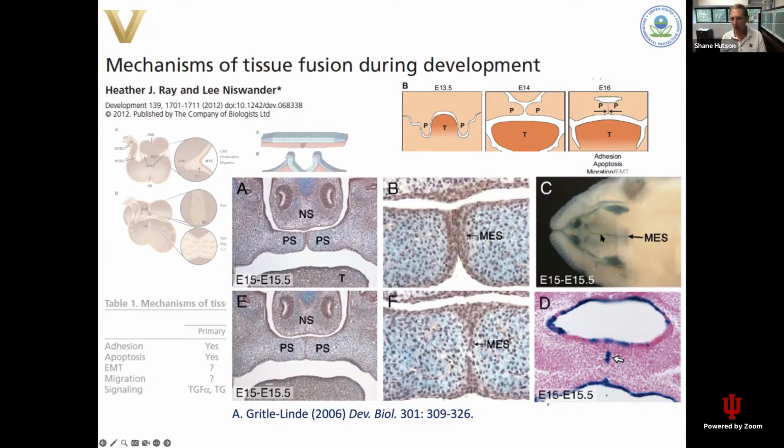Some other views here. This is in C, looking up on the palate from the bottom. So you can see that MES is the midline epithelial seam. And in D there, it's a little side view of it again. And you can see that as the seam resolves, you end up oftentimes with these little pearls of cells left in the middle, and those go away over the next day or so during development. So that's sort of what we want to try to match up and reproduce with the model.